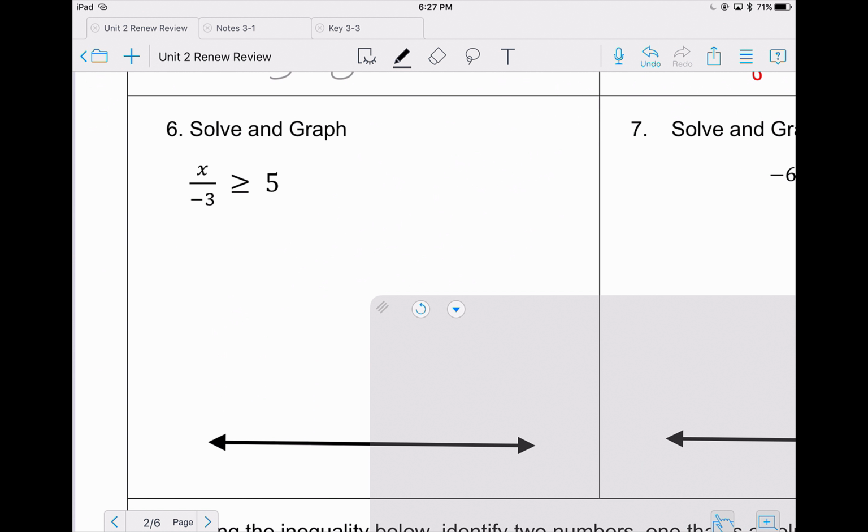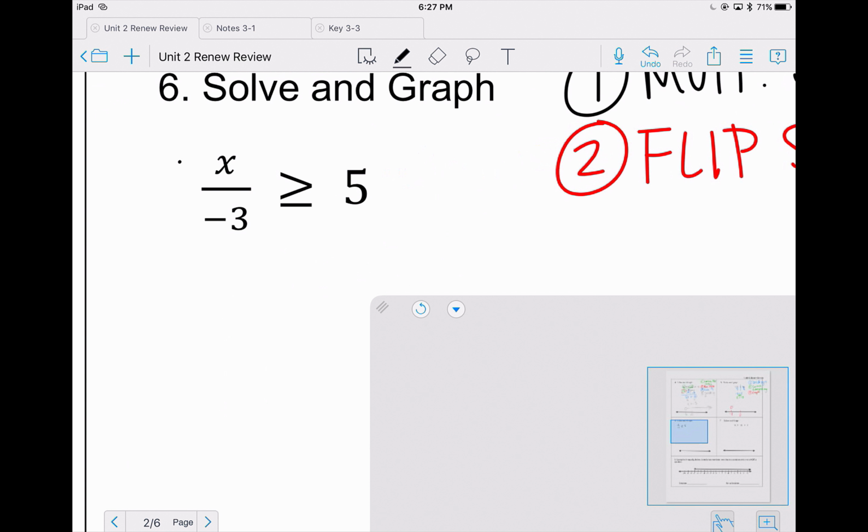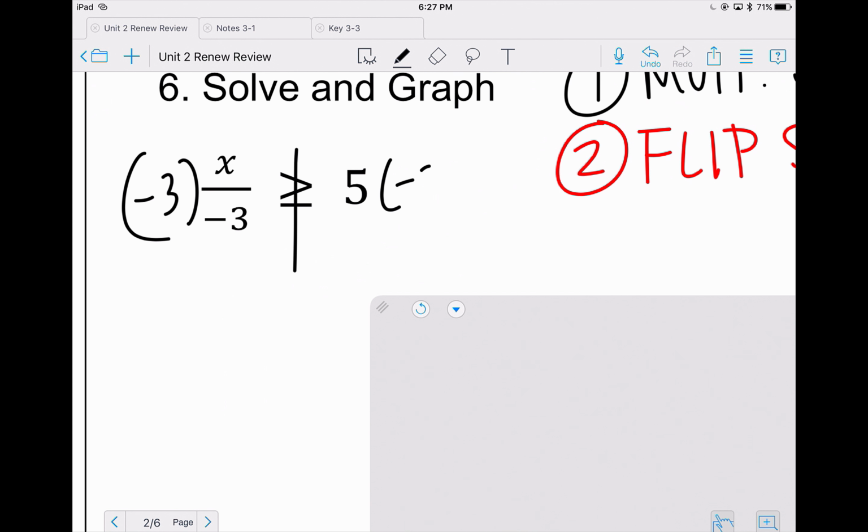For problem 6, my first step is going to be multiply by negative 3. I can immediately see what my second step would be because I said the words multiply by negative 3. So because I said multiply by negative, I'm going to have to flip my sign. Again, I'm going to multiply first and then flip my sign afterwards. So whatever I do to one side, I have to do to the other.